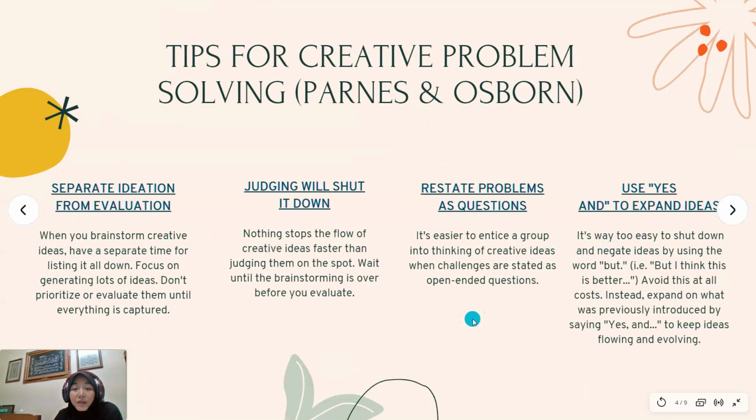Okay, so tips for creative problem solving by Parnes and Osborn. It suggests 4 tips here. The first one is to separate ideation from evaluation. So when you brainstorm your creative ideas regarding the solution that you have, have a separate time for listing it down. You must list it down in detail. Focus on generating lots of ideas. Don't prioritize or evaluate them until everything is captured.